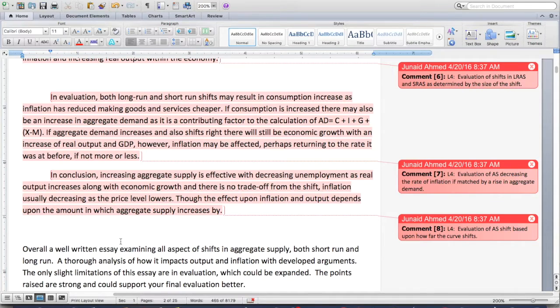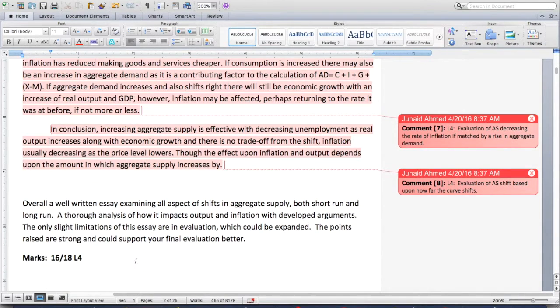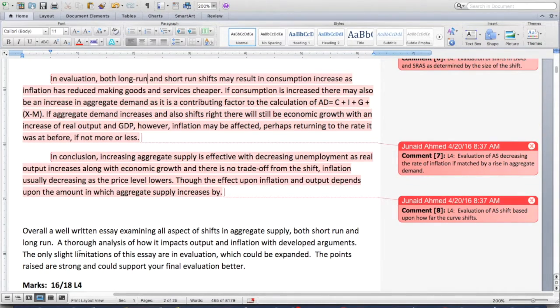So I think overall a well-written essay examining all aspects of shifts in aggregate supply, both short-run and long-run. A thorough analysis of how it impacts output and inflation with developed arguments. The only slight limitations of this essay are in evaluation, which could be expanded. The points raised are strong and could support your final evaluation better. I gave this 16 out of 18 marks. I look at it again and sometimes I'll think maybe 15. And at my harshest, if I was very tough on this person, I would say 14. But strong enough answer. I showed you where to improve it.